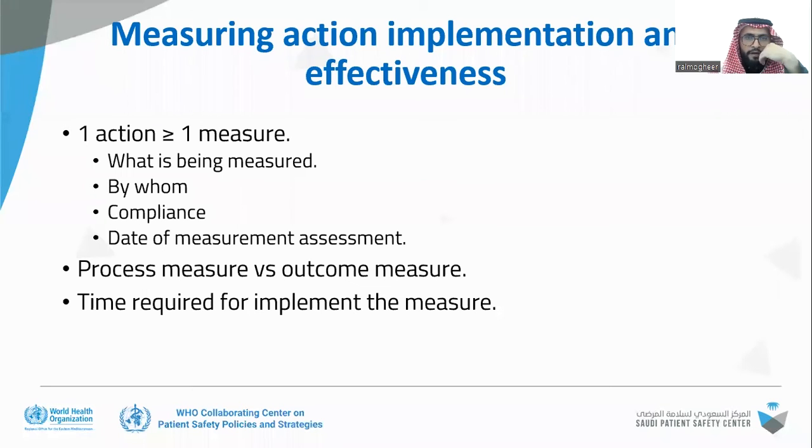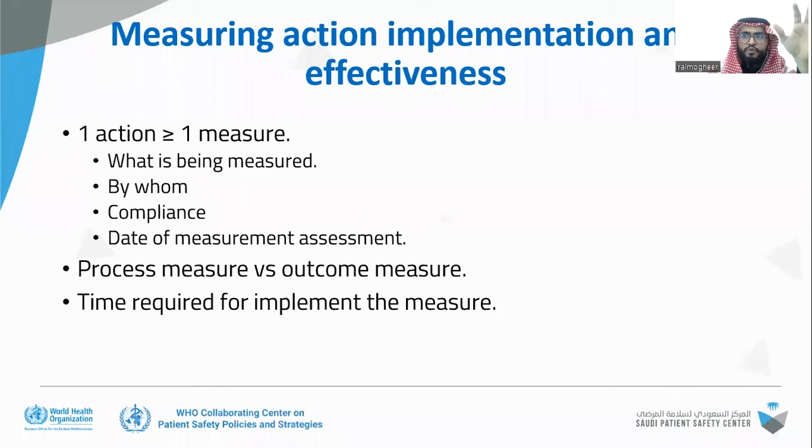Can somebody type in the chat the difference between the process and outcome measures? Okay, so we have an answer from Lujane. When you check how you are doing, something ongoing, critical results reporting, process. The outcome is the end result. Exactly, the outcome is the end result, but what is the difference between process and outcome measures?